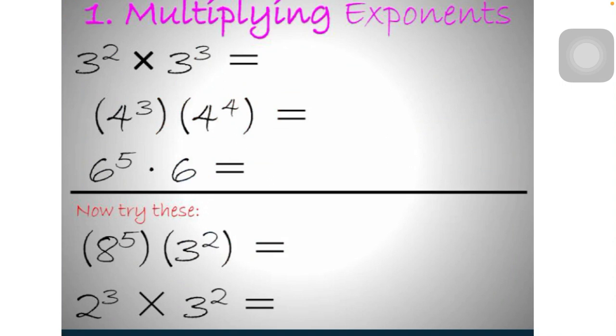So now you can solve these questions based on the first law. You can see there are multiplications, but in a different way it is written. First one, the multiply sign, the second one bracket sign, and the third one with the dot. So you can try these.